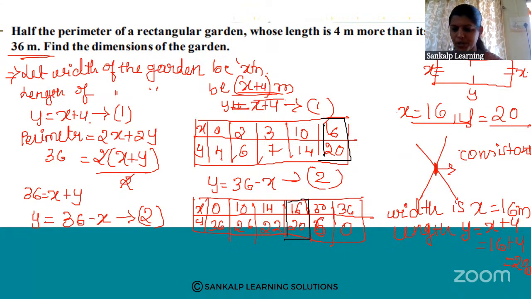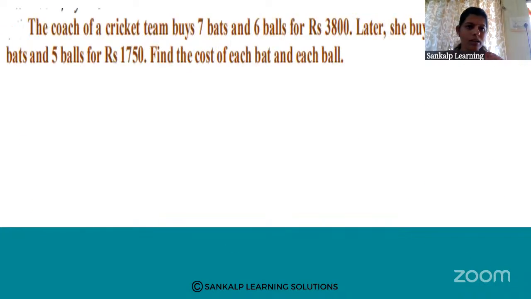Shall we move to the next question? The next question is: the coach of a cricket team buys 7 bats and 6 balls for 3,800. She buys 3 bats and 5 balls for 1,750. Find the cost of each bat and each ball. Okay.